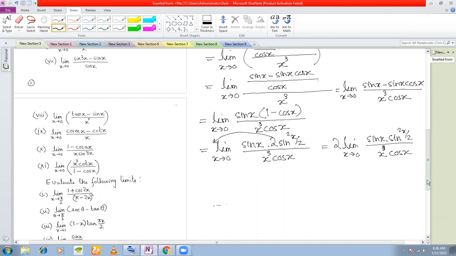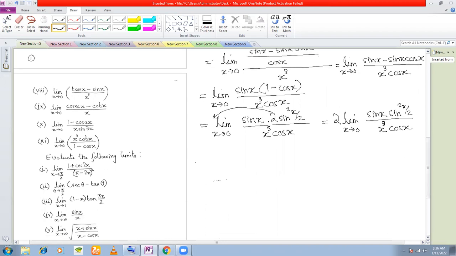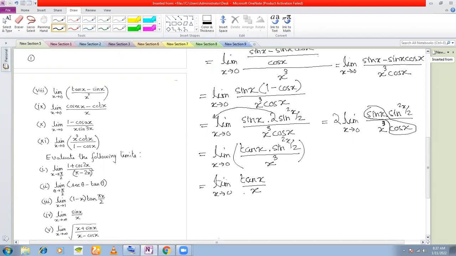Okay. So now first of all, you see that sine x by cos x can be considered here to be tan x now, right? So limit x tends to 0, this sine x by cos x you can write as tan x, isn't it? Into sine square x by 2 divided by simply x cube, right? It's equal to limit x tends to 0. Now you know that limit x tends to 0, tan x by x is equal to 1, isn't it? So what you do is you take in the denominator, you take 1 x here.